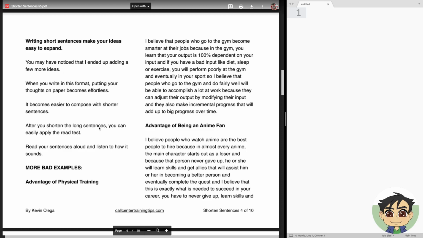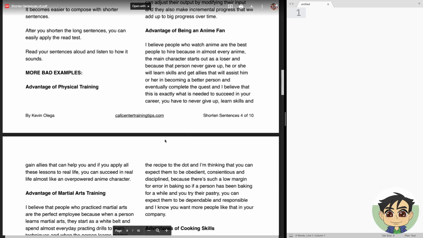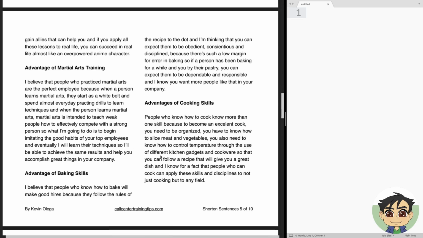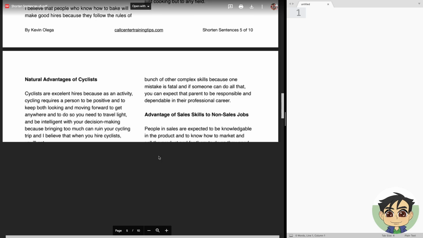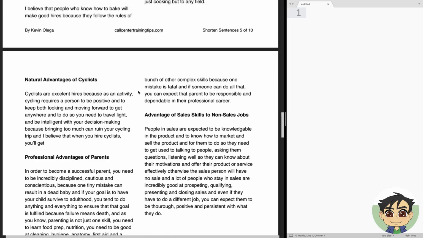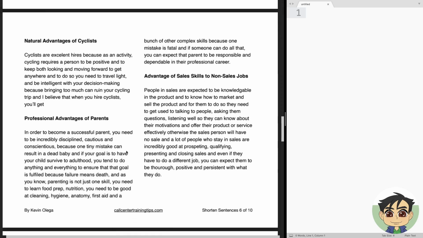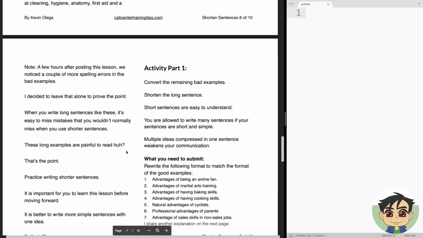After you shorten the long sentences, you can easily apply the read test. So the read test is very simple. Read your sentences aloud, listen to how it sounds, and you'll figure it out. So more bad examples. Advantage of physical training, advantage of being an anime fan, advantage of martial arts training, advantage of baking skills, advantage of cooking skills, natural advantage of cyclists, professional advantage of parents, advantage of sales skills to non-sales jobs.